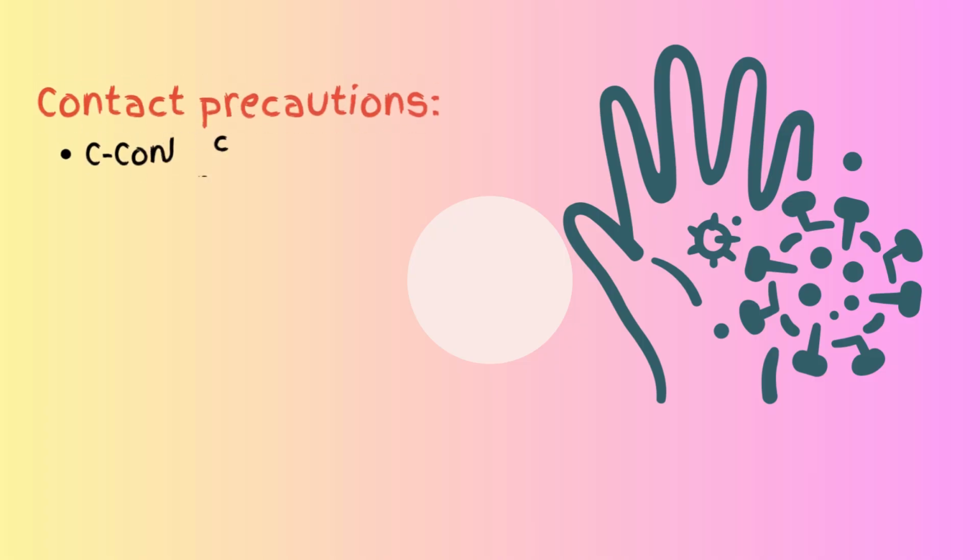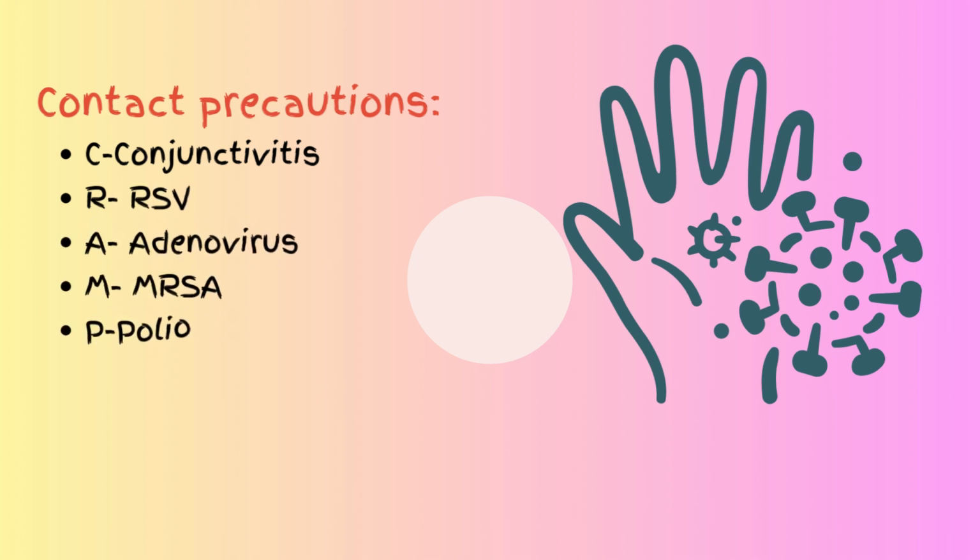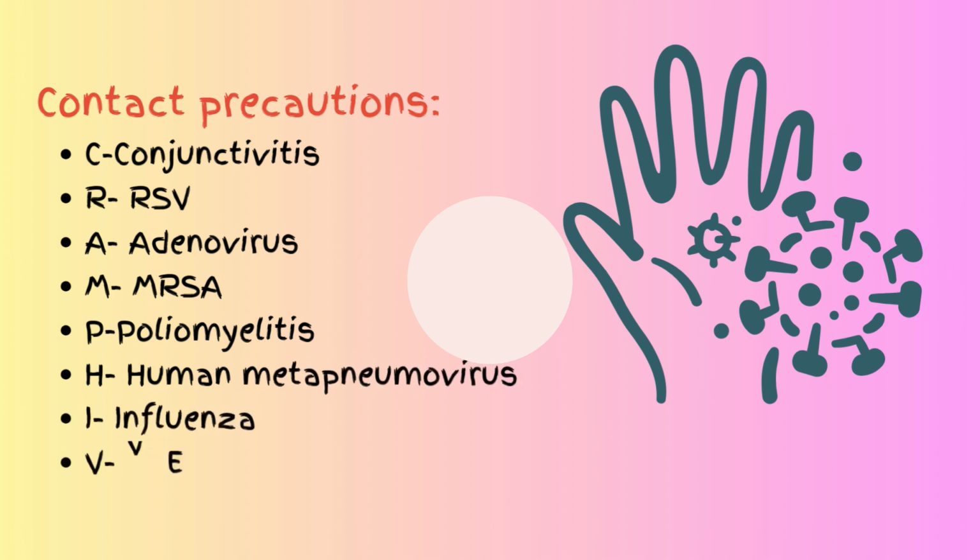So the last one is contact precaution. It is used for diseases that can spread through physical touch or contaminated surfaces. The focus is on preventing contact with body fluids or contaminated surfaces. The diseases are conjunctivitis, RSV, adenovirus, MRSA, poliomyelitis, human metapneumovirus, influenza, VRE. I have created this mnemonic, which is CRAMP HIV, so that it will be easier to remember.